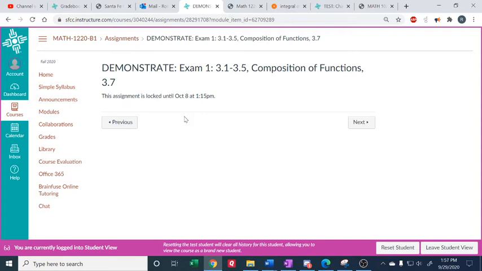What most students do is print out the exam, write on it, and then upload images of what they've written. Any questions on how the exam is going to work?